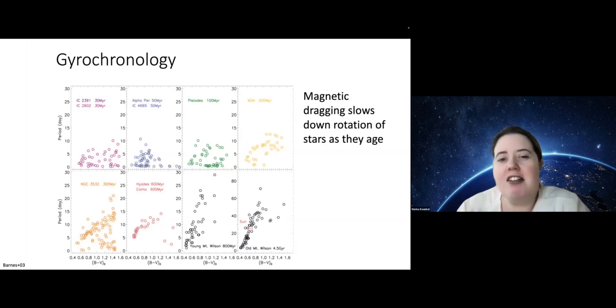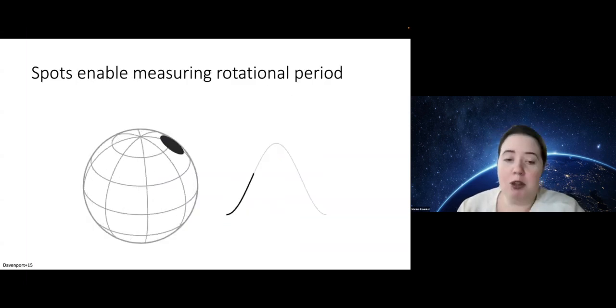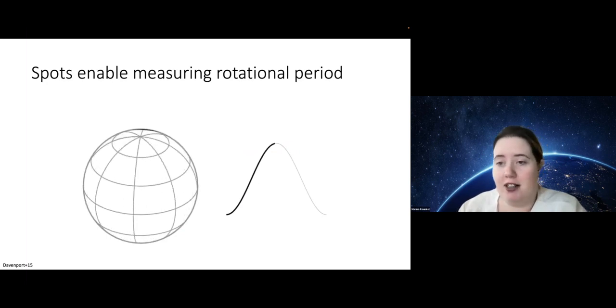But it unfortunately didn't really go anywhere much, because although in principle it's a simple concept, in practice you just need to have a lot of data in order to measure these rotational periods. How might you be able to do that? Well, just take a light curve of a star.